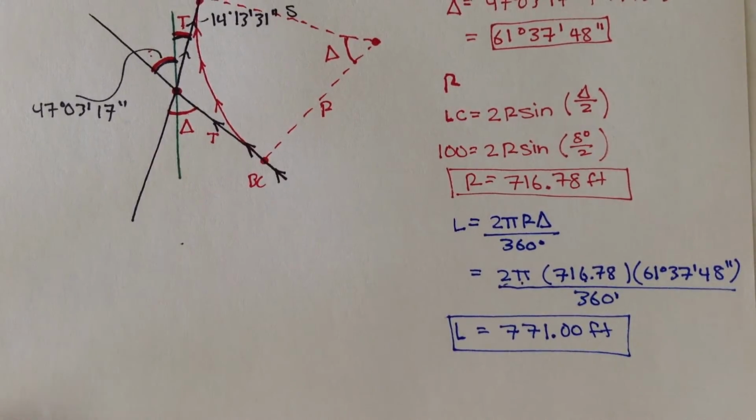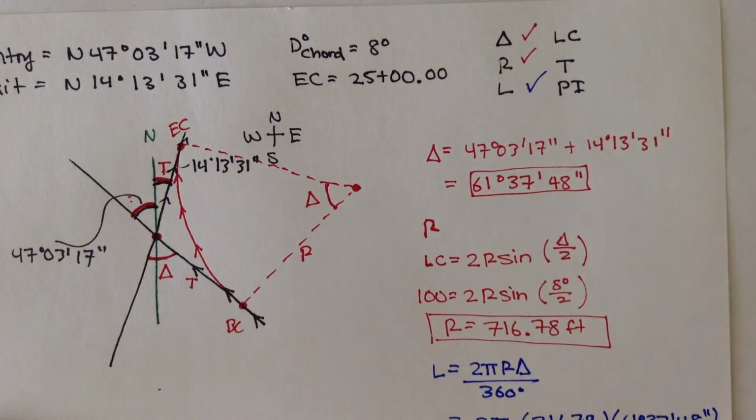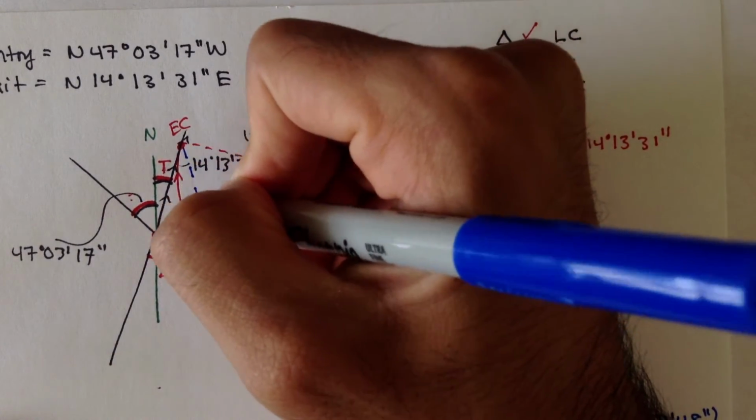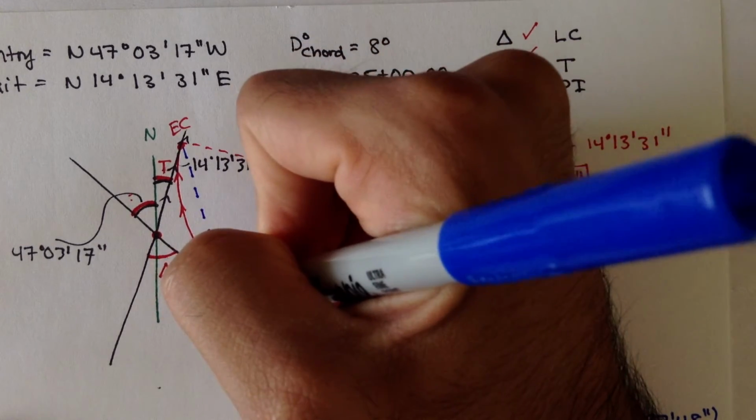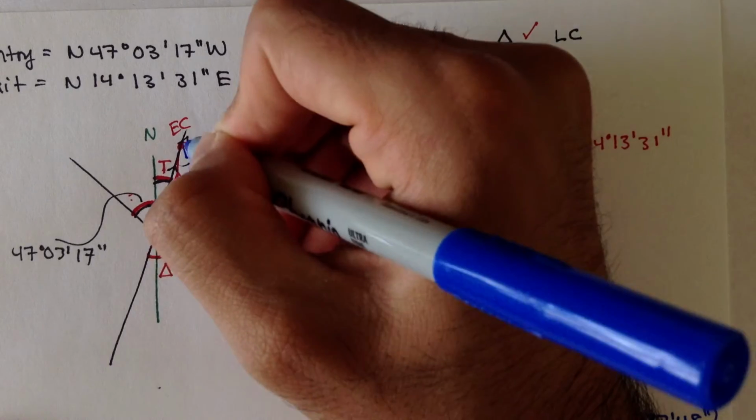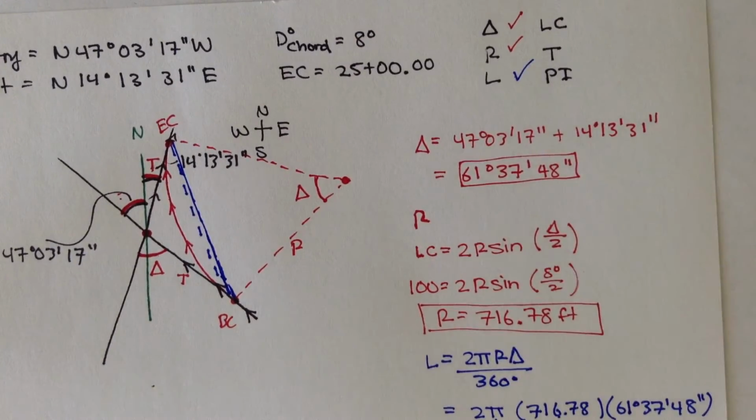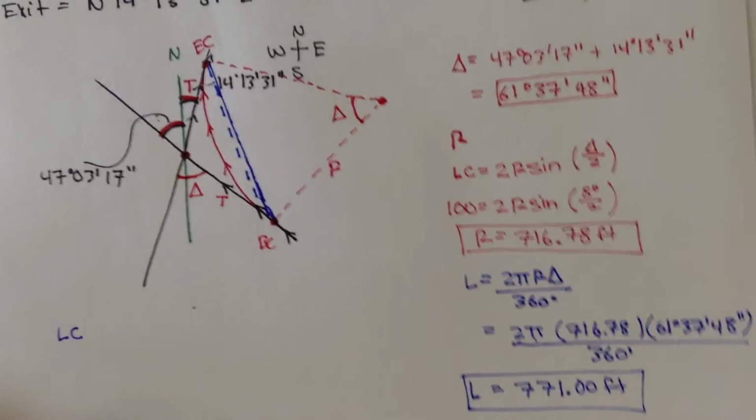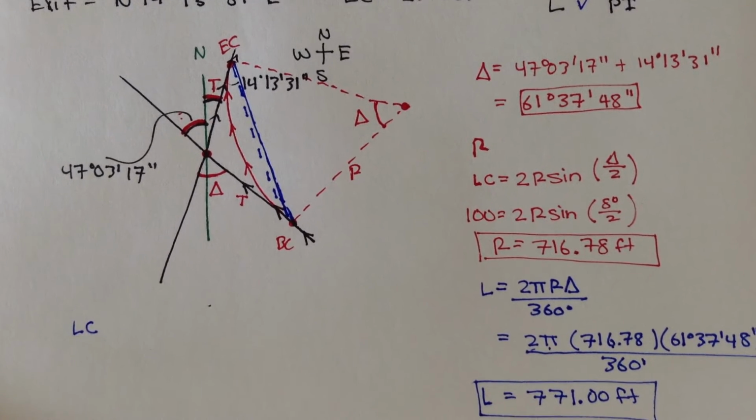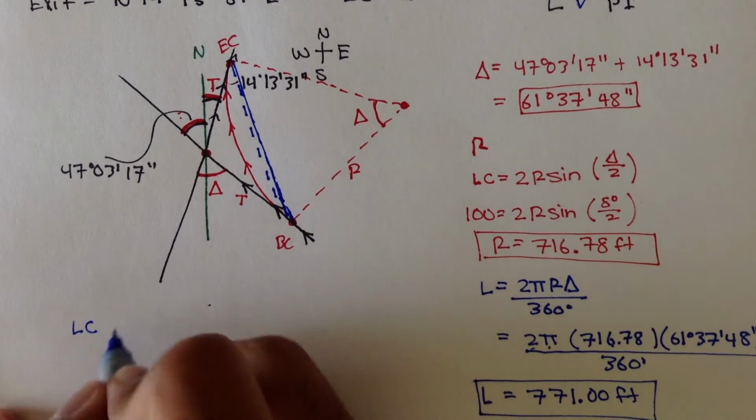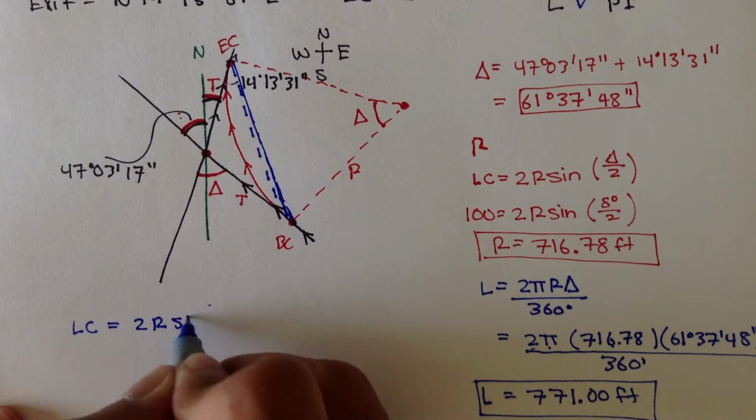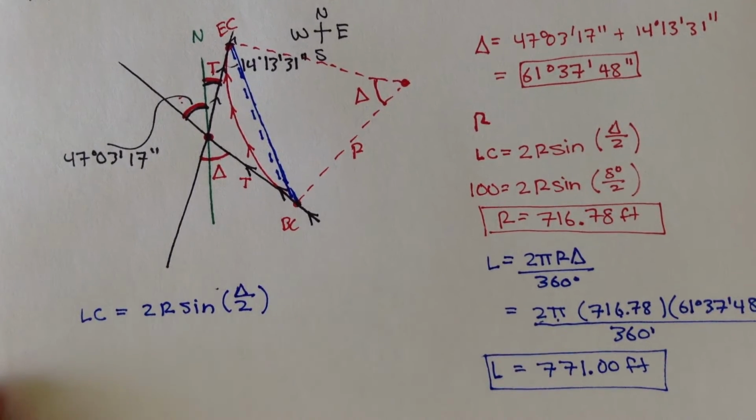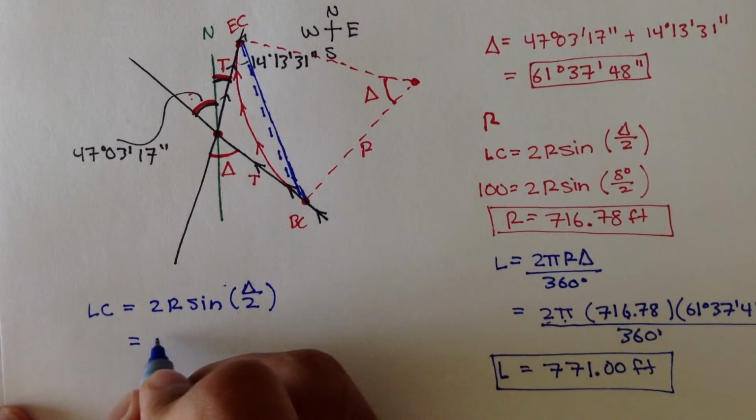Cool. Now, our next variable we need to figure out is, what is the long chord? And remember, the long chord is a straight distance from BC to the EC. So what's this distance, right? And our formula for long chord, it's the same formula we used for our degree of curvature. Our LC is equal to 2r sine delta over 2, and we have r and delta. That's our radius and our interior angle.